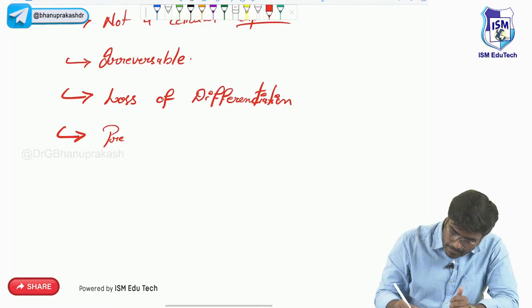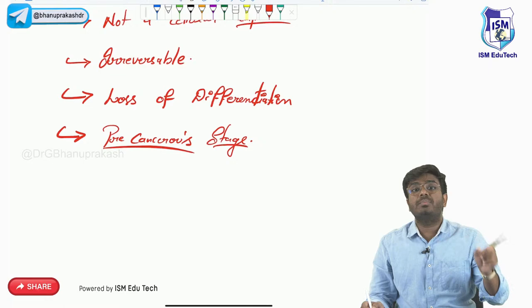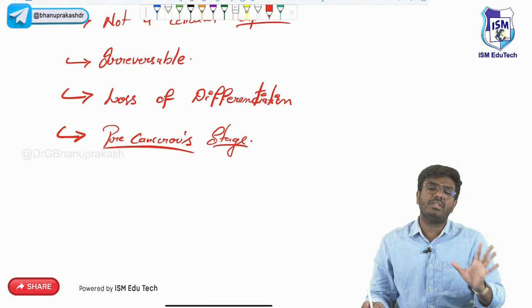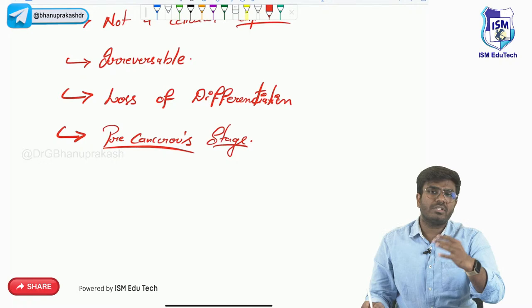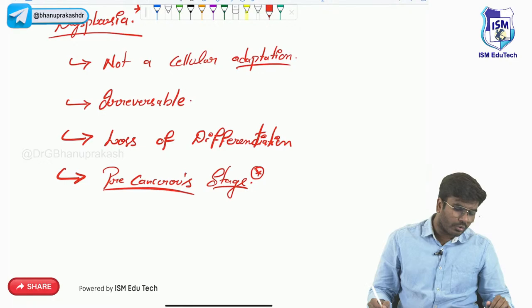If someone asks you, among hypertrophy, hyperplasia, metaplasia, atrophy, and dysplasia, which is a pre-cancerous stage? Dysplasia. Which of the following is irreversible? Dysplasia. In which of these will you see loss of differentiation of the cell? Dysplasia, where you cannot identify what type of cell it is. This is what I want you to know regarding dysplasia.